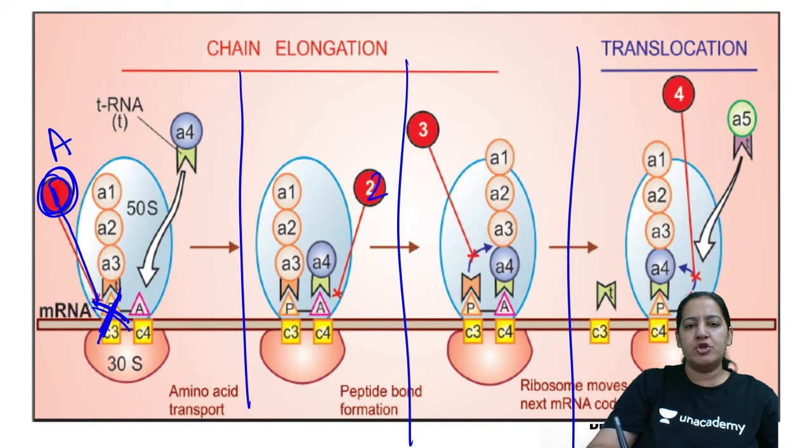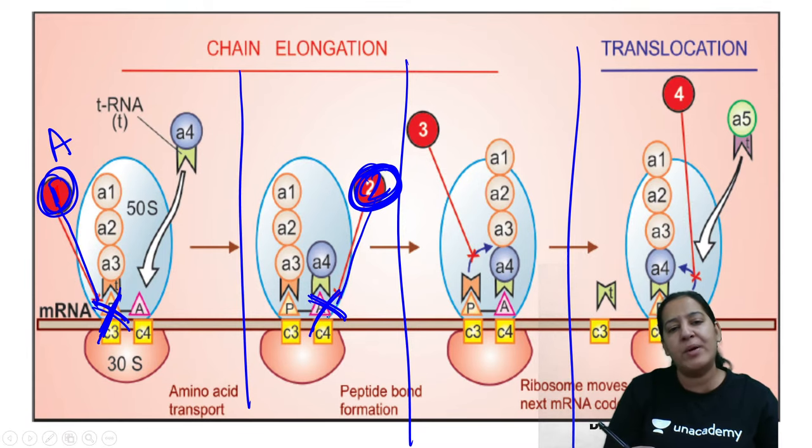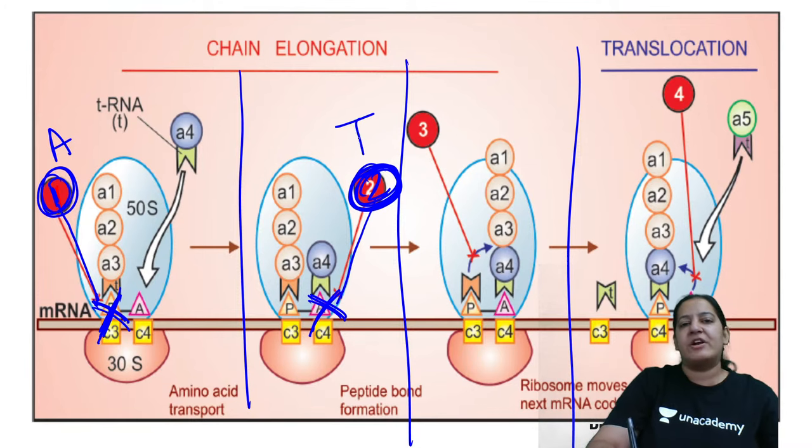Can you see antibiotic number 2? What is 2 doing here? 2 is inhibiting A window. That is step 2. It is inhibiting the coming of new aminoacyl tRNA at A window. That's why this is tetracycline.